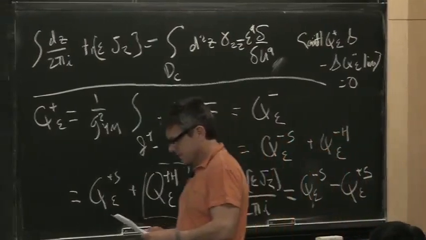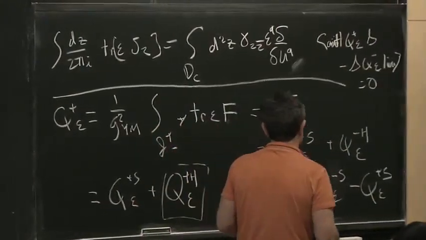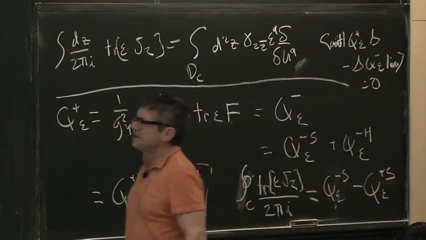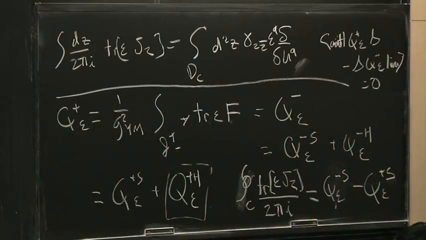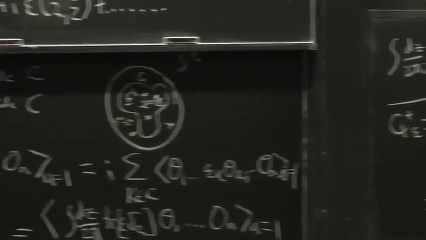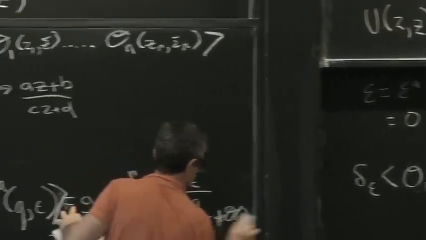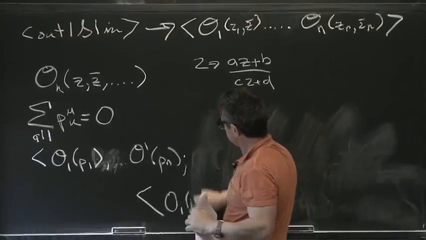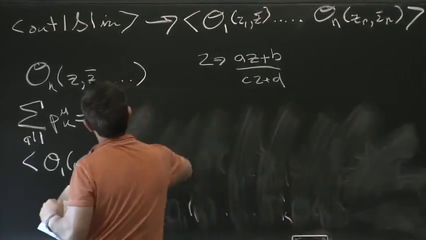Okay. So that is the relationship between this sort of Kac-Moody algebra way of thinking about things and the old way of thinking about things in terms of in and out Hilbert spaces.